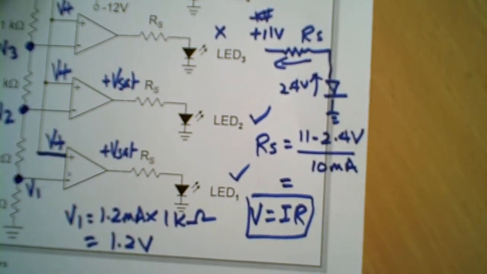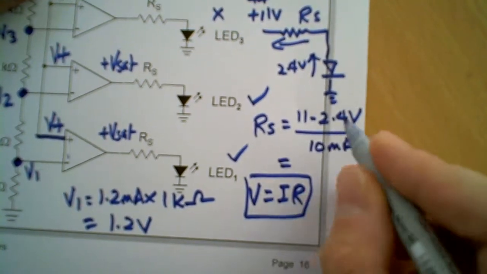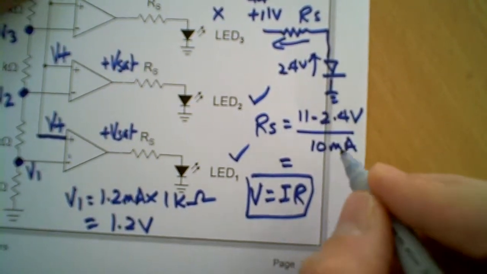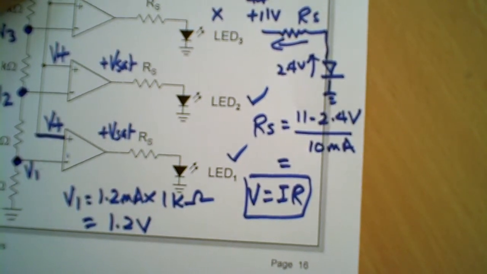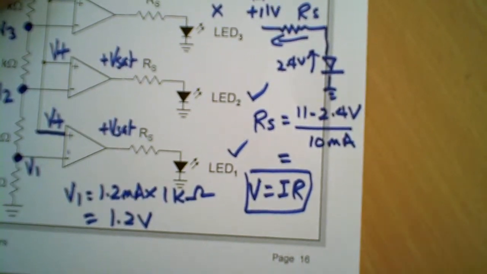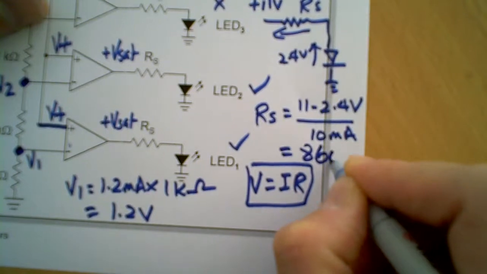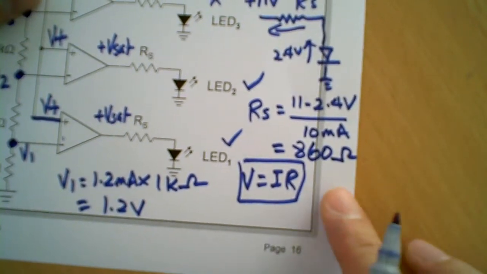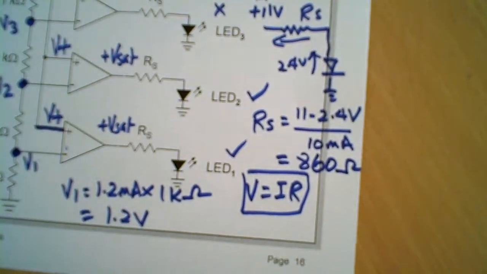So what you will end up with is 8.6 volts at the top divided by 10 milliampere, which gives us an 860 ohm resistor. That's all for now.